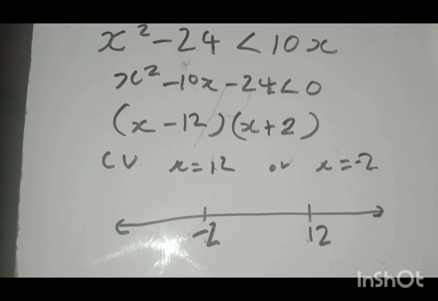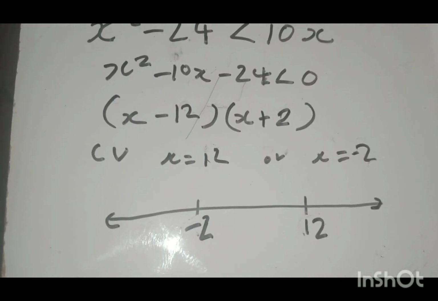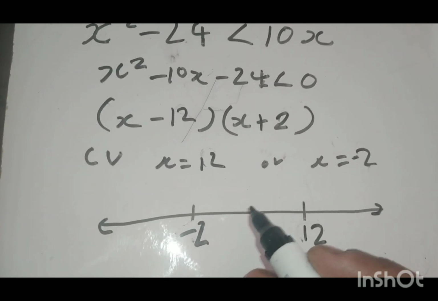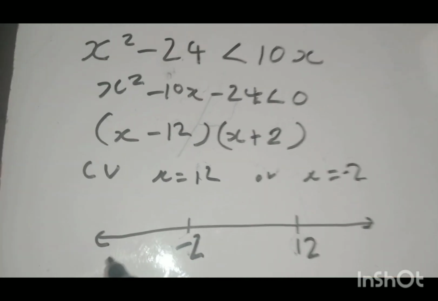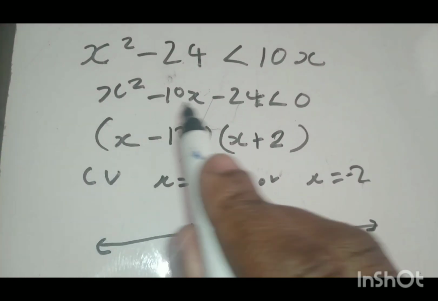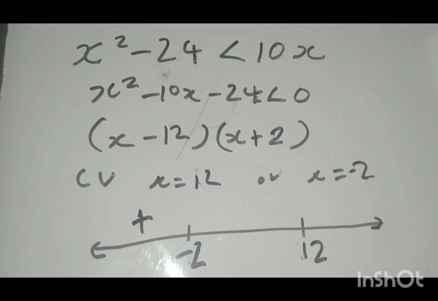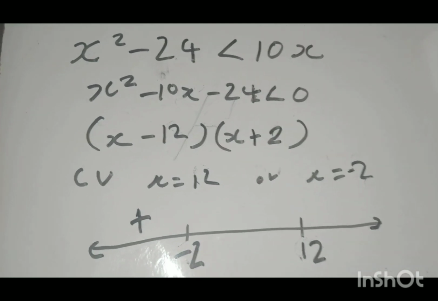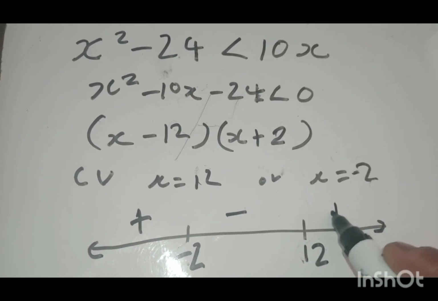Then from here, let's test anything that is less than negative 2. Probably negative 3. Remember, it's not negative 1. Negative 1 is on this side. So probably negative 3 or negative 4, anything. So if I put negative 4 there, it will give me a positive. And if this side is positive, it definitely means this side is negative, this side is positive.